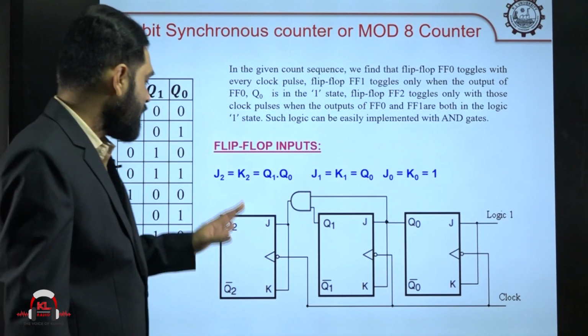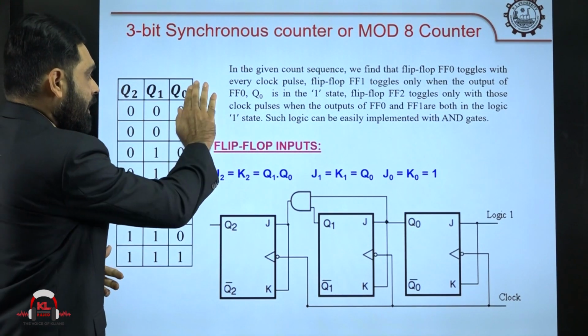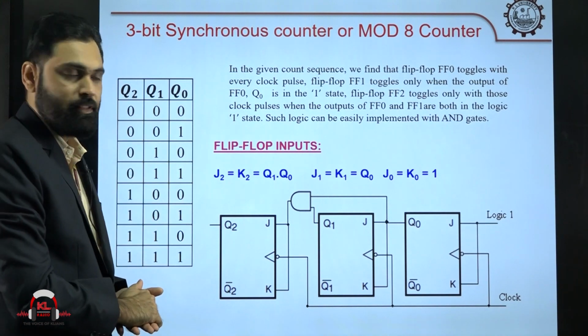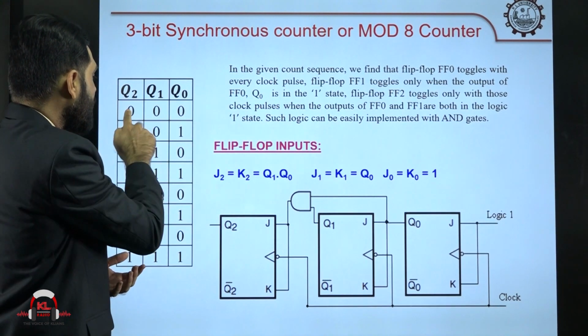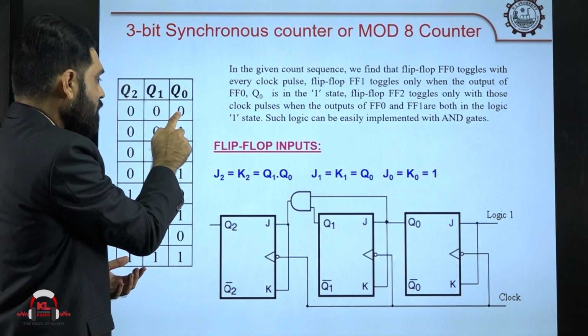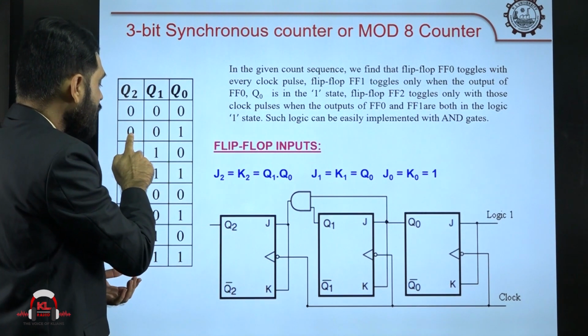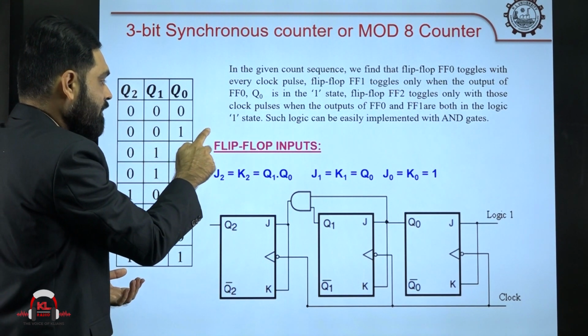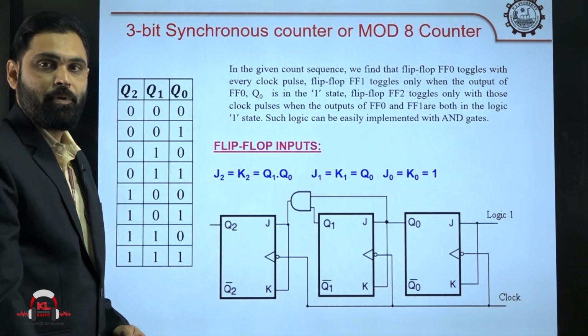Yeah. So, first what we have to do is, first we have to take this table of present outputs, and beside that you have to take another table. That table is the next outputs Q2, Q1, Q0. The present outputs are 000, so the next outputs will be 001. If the present output is 001, the next output will be 010. So, like that first you have to prepare a table.